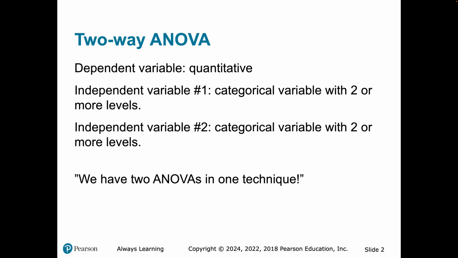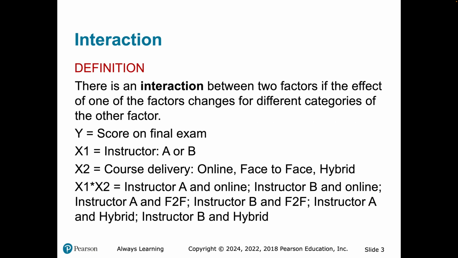So the criteria for running a two-way ANOVA is we have a dependent quantitative variable and we have two categorical variables, not a categorical variable with two levels, but two categorical variables that we want to examine the mean differences across. So this leads us into something called an interaction. And there's an interaction between two factors if the effects of one factor change for different categories of the other factor. So let's just bounce this off an example.